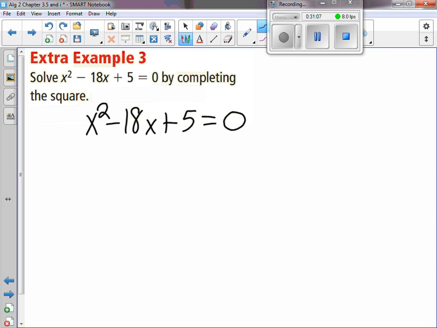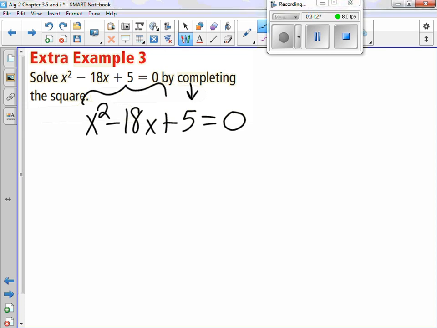Now, when we look at this here, is the value of A equal to 1? Yes, okay, so we're good there. So that's step 1. A is 1, so we're good. We can move on to step 2. Get the constant terms away from the variables. So these are our variables.